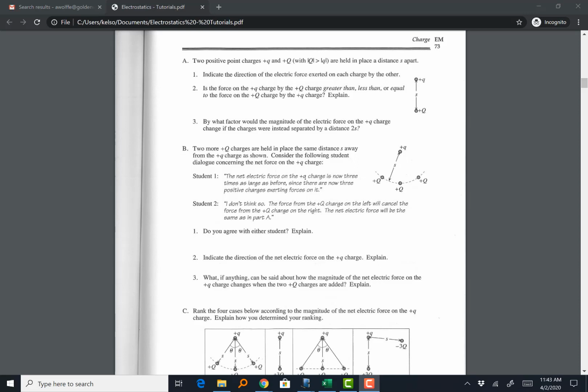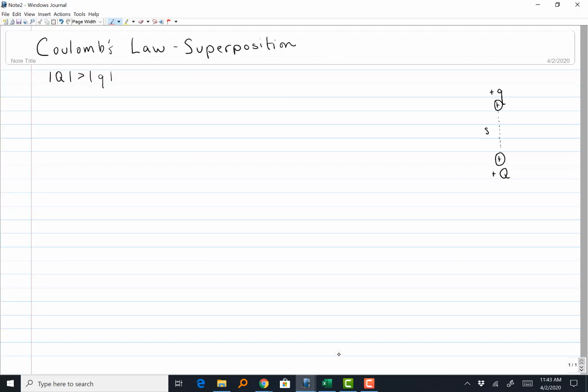And the first question they're asking is to indicate the direction of the electric force exerted on each charge by the other. Alright, so I've got this diagram in my sheet here. Now, to determine the direction of the force, we have to look at the sign of the charge, right? We know the phrase opposites attract, so if one's positive and one's negative, those will be attracted to one another, and if they have like charges, whether they're both negative or both positive, then they're going to repel from one another.